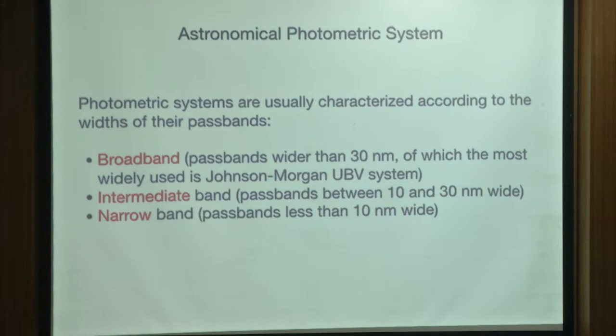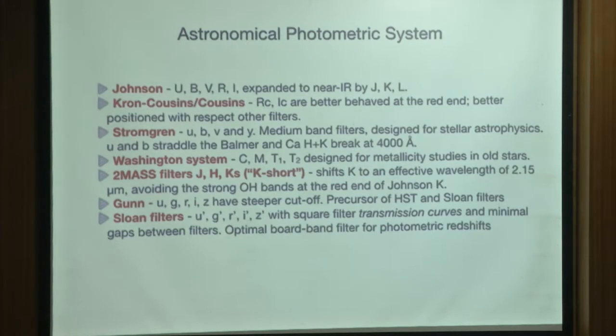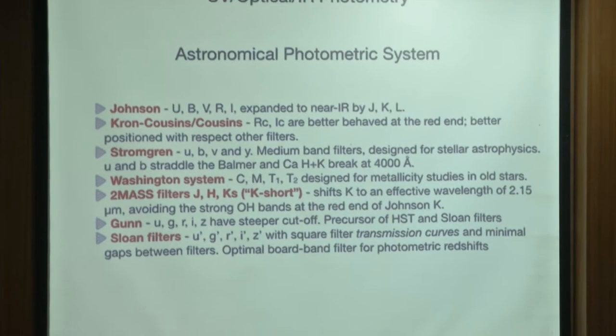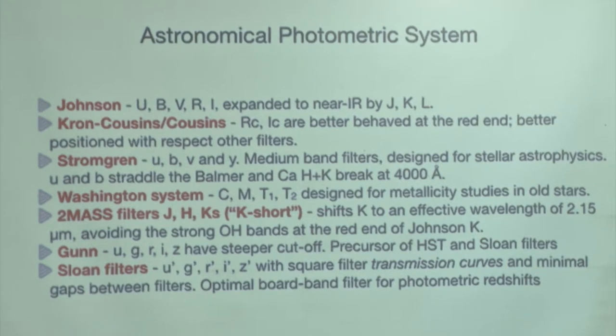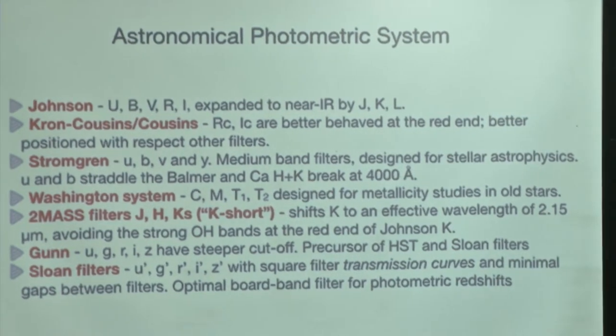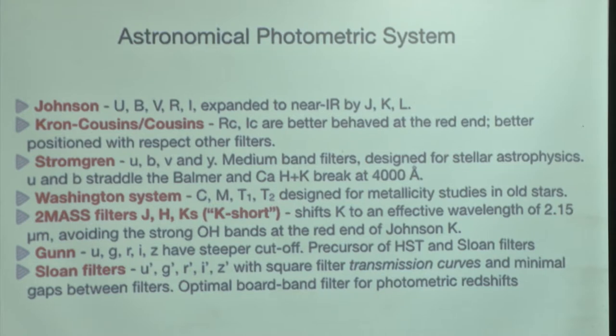Then there is the intermediate band, where the wavelength range is reduced, and the narrow bands, which are specially designed for specific types of observation and whose wavelength range is very small, around 10 nanometers. This is a photometric system available at observatories all over, and as I said, nowadays we normally use the Sloan standard filters when we do optical astronomy.